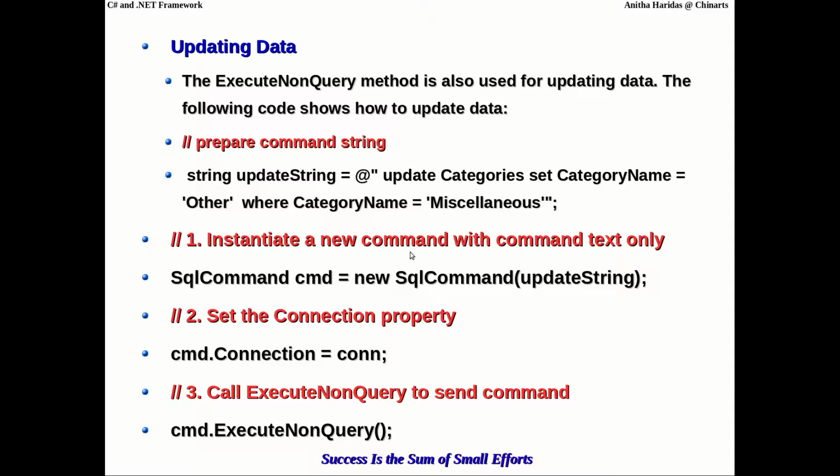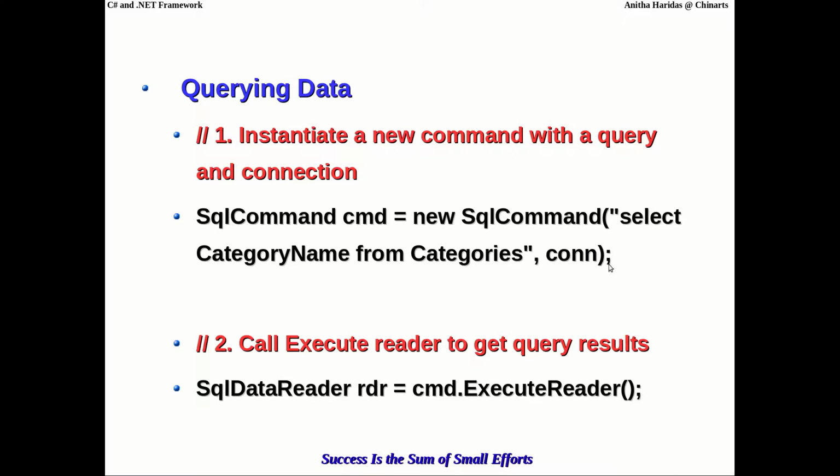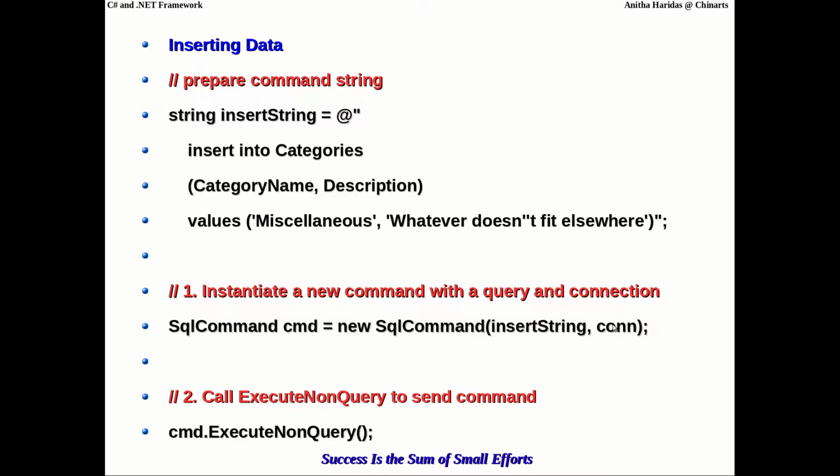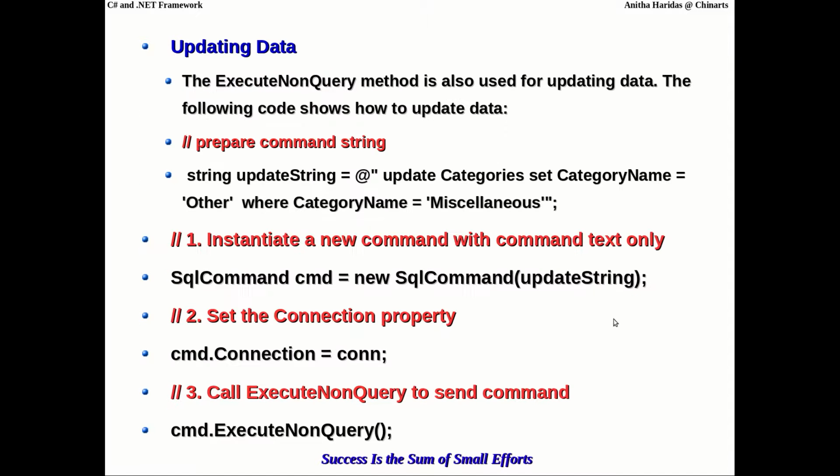Then this update query can be passed to the SQL command. I am showing you different methods of creating the SQL command. I am passing the update string, right? Now you can observe here I am not giving the second argument. Whereas in the previous examples, I gave the second argument as the connection object. Now I am not giving the connection object here. This is also possible. So this is another way of creating your SQL command.